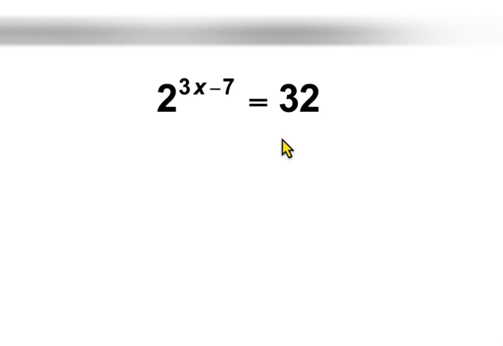32 can be rewritten as 2 to the 5th power. So that changes the equation to 2 to the 3x minus 7 equals 2 to the 5th. Notice that with this form of the equation, both terms have the same base, 2. When you have an equation like this, simply create a new equation with just the exponents. So we get 3x minus 7 equals 5.